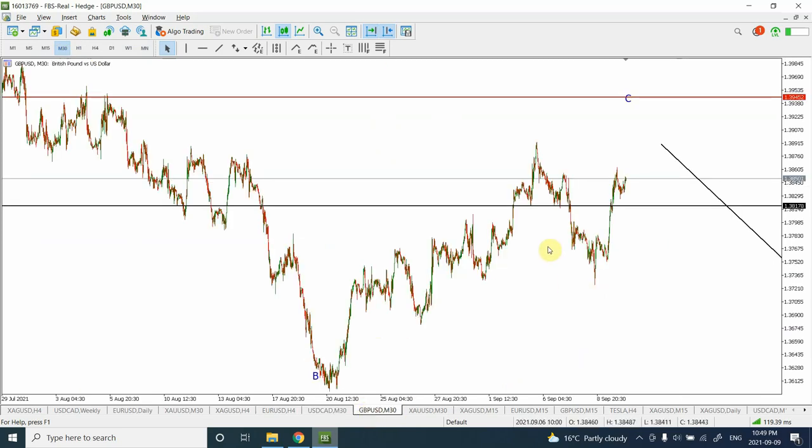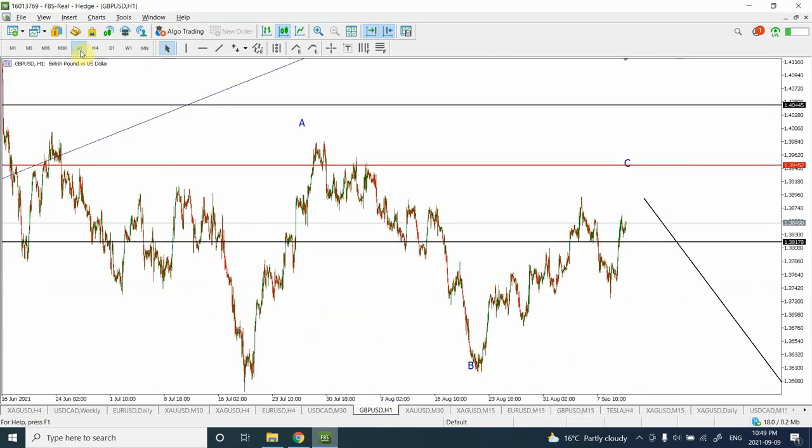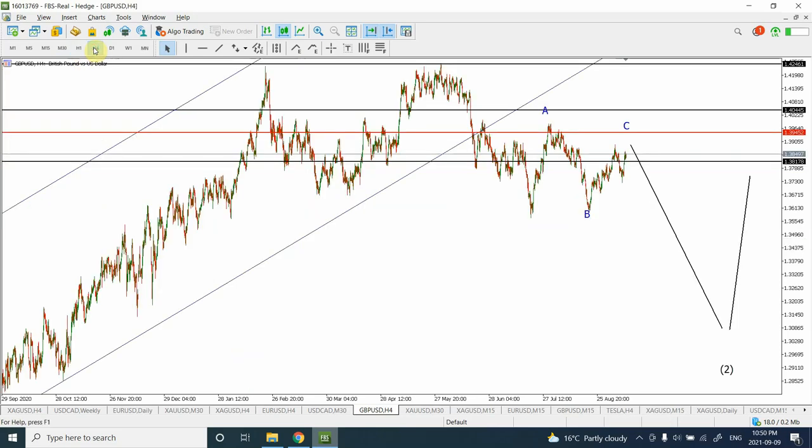This was awesome, a very good price movement. We had seen a drop and were expecting the prices to go up, and this had happened. We were able to forecast this price movement, a very, very good chunk of price movement in British pound. Let's have a look at the 4-hourly chart.